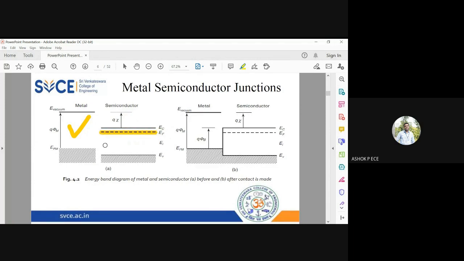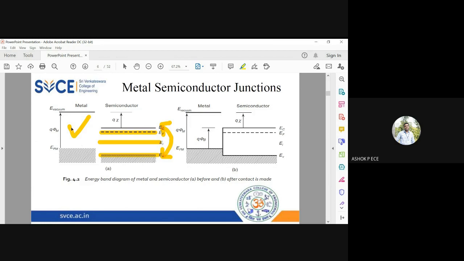And the intrinsic level will always lie exactly at the middle, and you have a valence band exactly at the bottom. The energy difference between valence band and conduction band is called the forbidden energy gap, EG. Fermi level is close to conduction band. Intrinsic level is exactly in the middle of your conduction band and valence band.